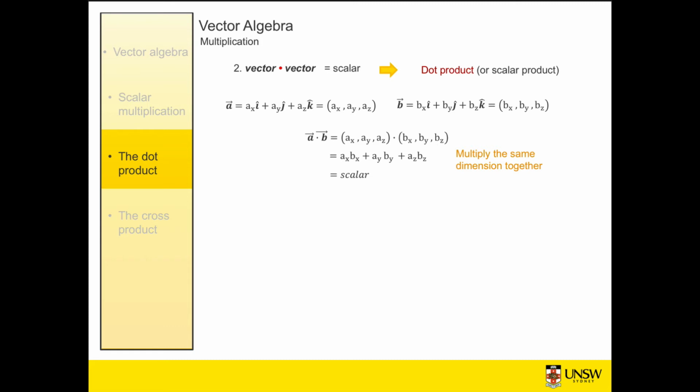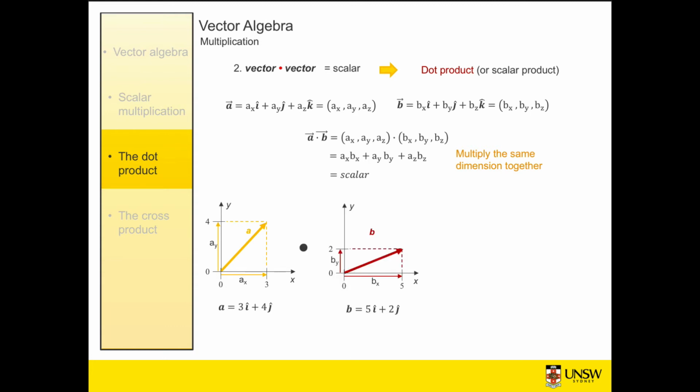So as an example, we take our 2 familiar vectors, our vector A, which is equal to 3i plus 4j, and our vector B, which is equal to 5i plus 2j. When we take the dot product, we multiply first our x components, so 3 times 5, and then we add to them our multiplied y components, which is 4 times 2, and that gives us a result of 23. So when we take the dot product of vector times a vector, we get a scalar.